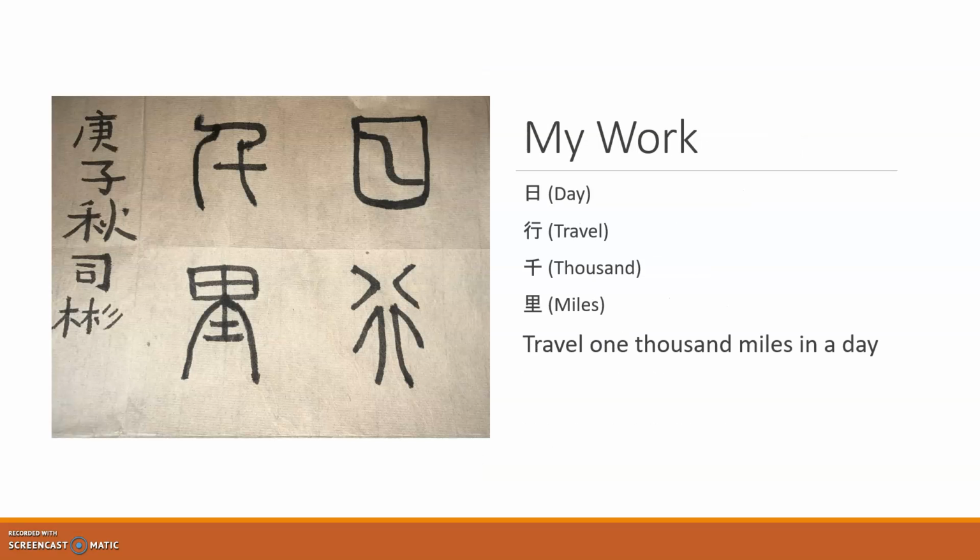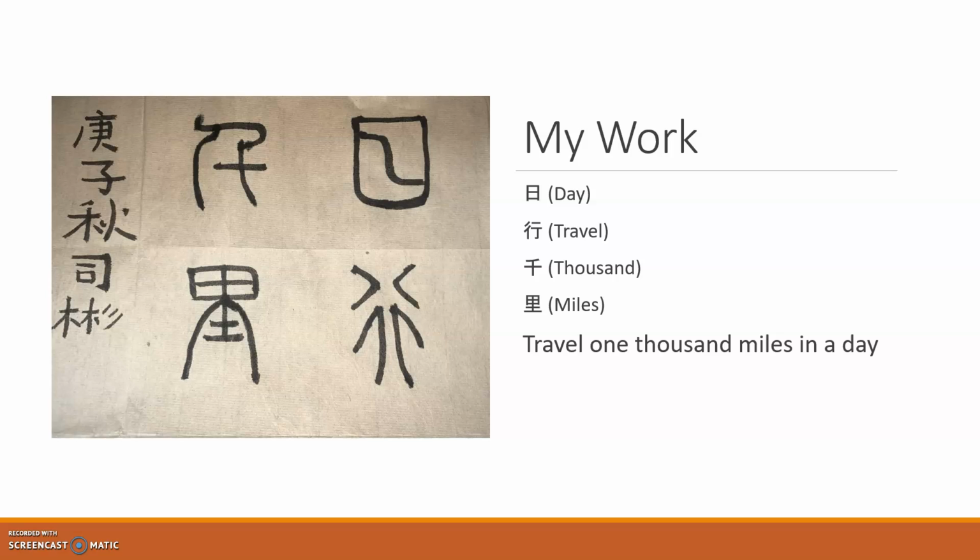So now we'll look at my work. This work basically translates to travel 1,000 miles in a day, and that's basically an ancient Chinese goal. So you want to be able to walk 1,000 miles in one day. Obviously, that would be impossible, but it's more or less a shoot for the stars.